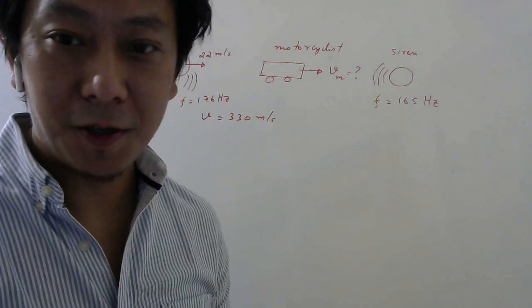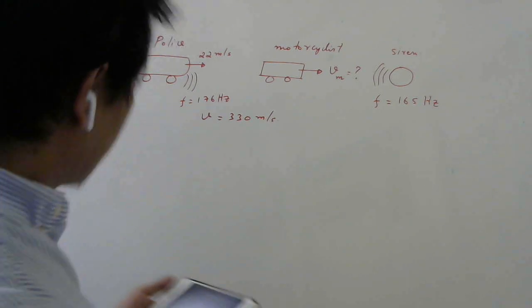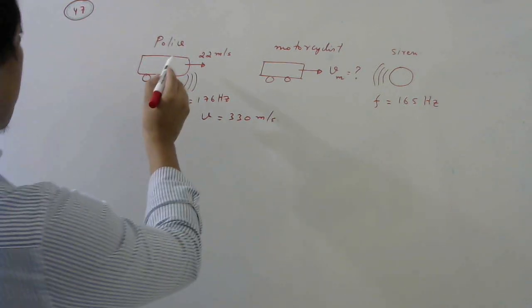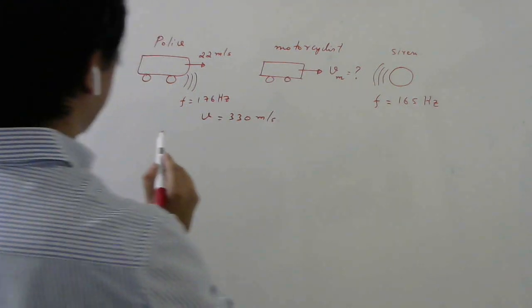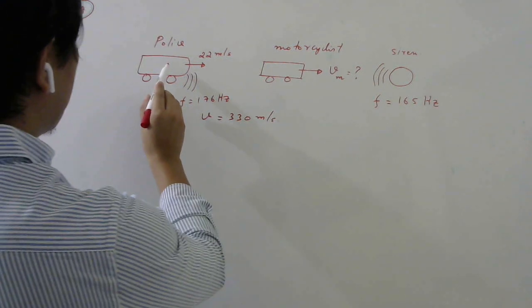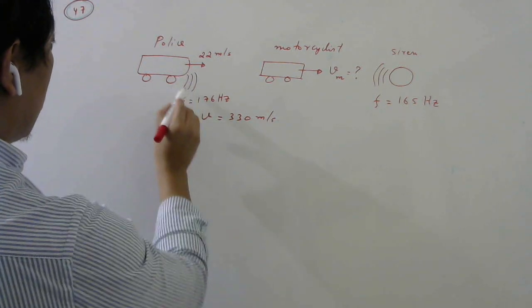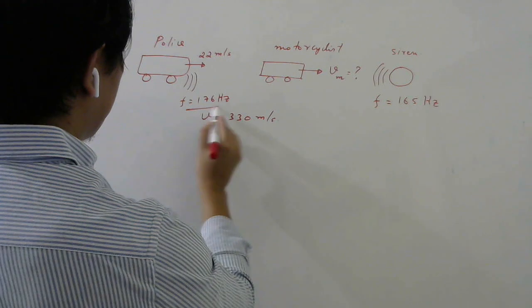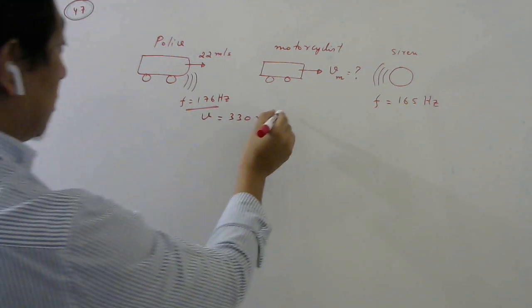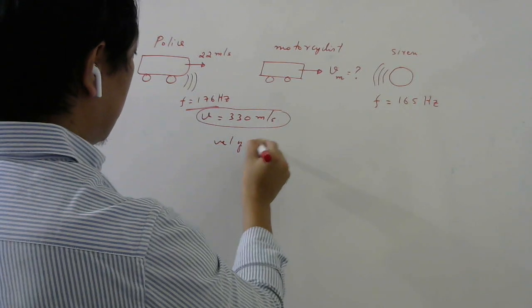Hi students, let us continue with the solution of the NEET transient material. So here there is a police car which is chasing a motorcyclist. The police car is traveling with velocity 22 meter per second and it produces a horn of sound having frequency 176 hertz. Velocity of sound is 330.